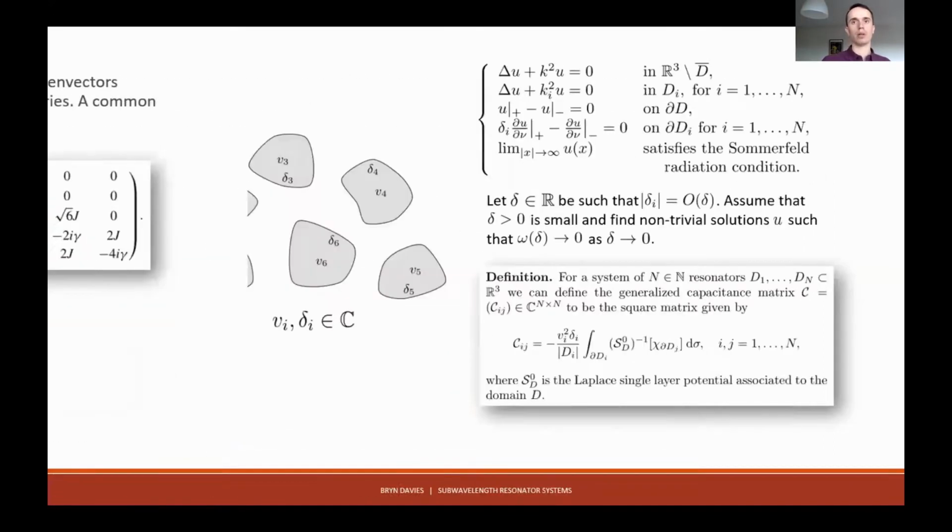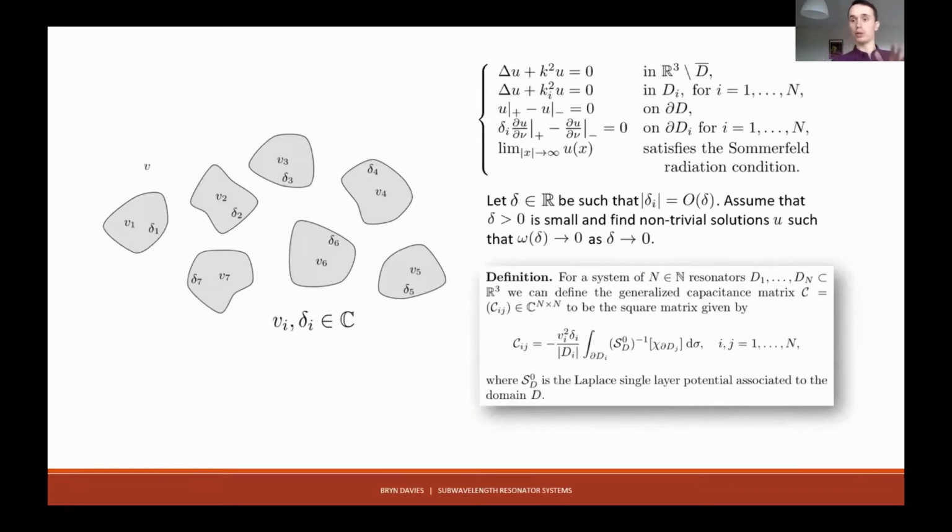In our framework, the crucial realization that allows us to get started is that the analysis I presented at the beginning allows for complex valued material parameters, the imaginary parts of which we're using to represent, albeit in a slightly abstract way, the addition of gain and loss to the system. And then we can use this generalized capacitance matrix to once again look for coincident eigenvalues and eigenvectors.